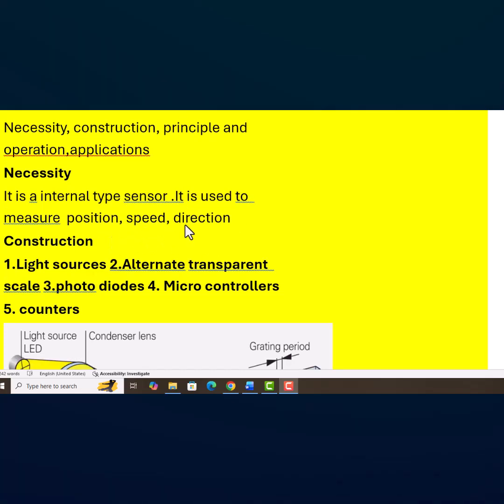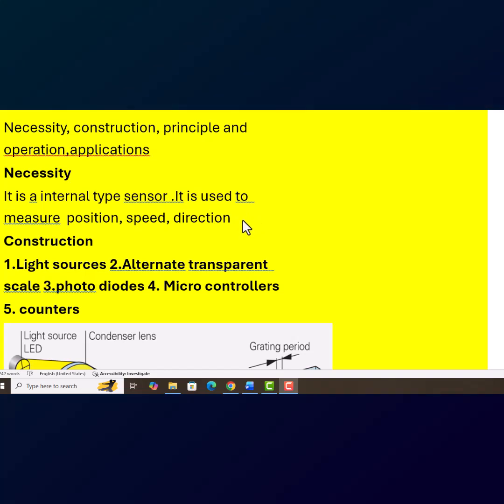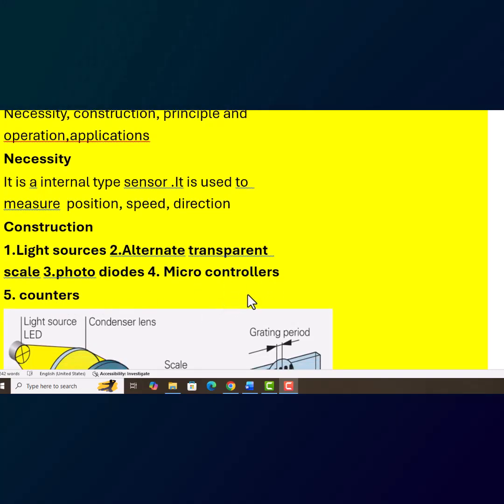When it comes to the definition, it is a device which measures the position, speed and direction of the joint movement, and its construction majorly consists of 5 parts. One is light sources, the other is alternate transparent scale, third is photodiodes, fourth is microcontrollers, fifth is counters.